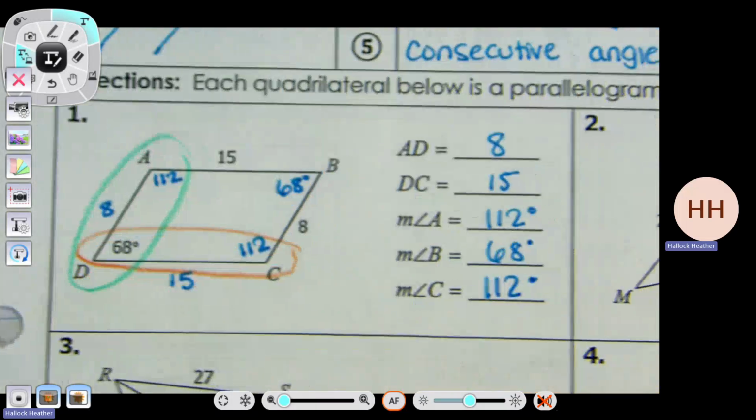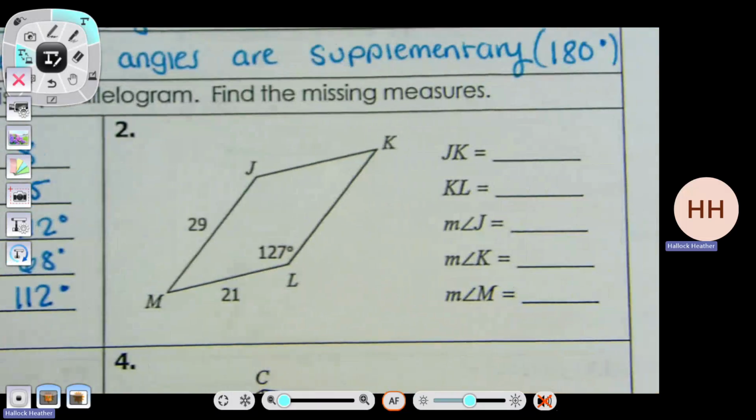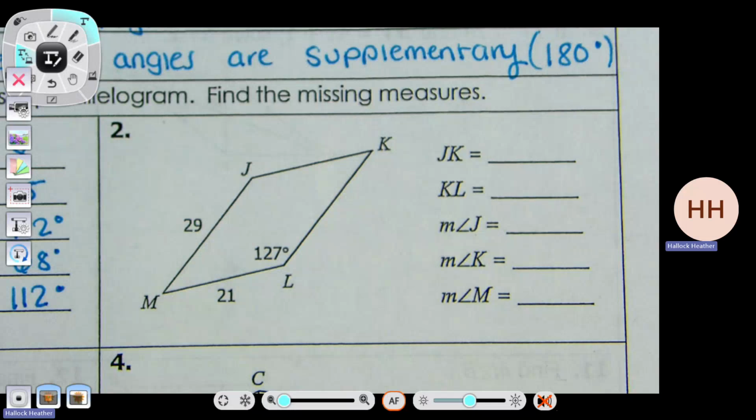Okay, try number 2. Easy peasy lemon squeezy. You got this. It'll get a little crazier, but not yet. This is easy. 1, 2, and 3 are easy. 4 you have to think about.